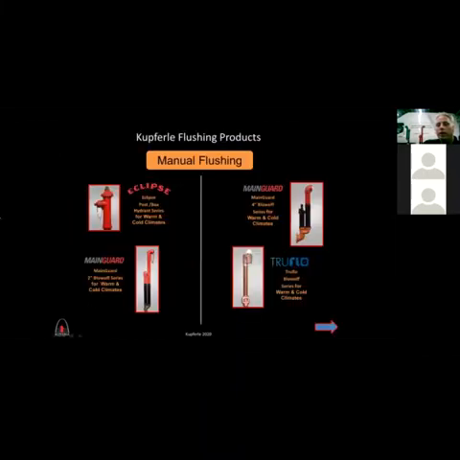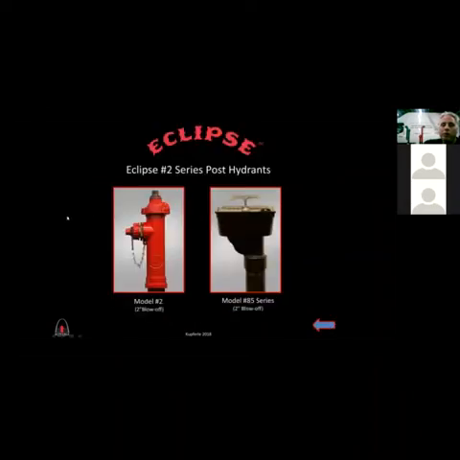So let's jump in and take a look at a number of different types of 2-inch blow-offs that we have for manual flushing. This is where someone actually physically goes out to the dead end, opens up the hydrant and flushes the blow-off, or the 2-inch hydrant. So the first one we'll look at is this Eclipse 2 series, which many of you are probably familiar with. We've made this particular hydrant, the number 2 Eclipse, for over 100 years in different iterations. Kupferle started in 1857. We started making these in the late 1800s.